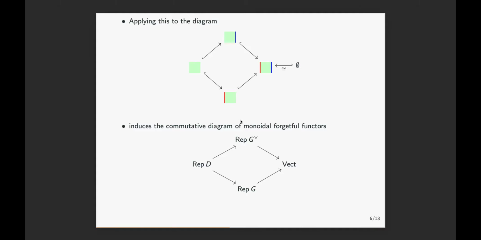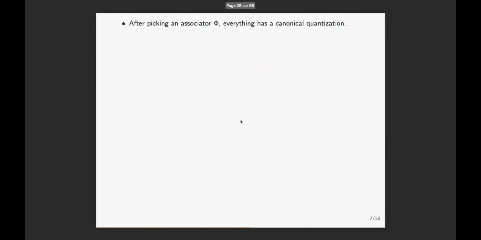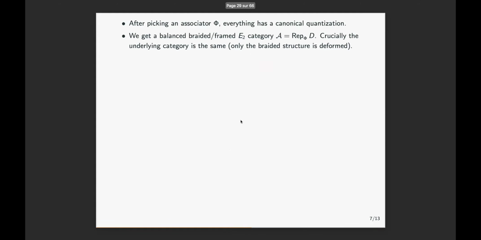So in that case, we get something that's maybe a little bit boring, but the idea is that this sort of picture can be quantized fairly easily, after you choose an associator. So once you've made a choice, everything has a canonical quantization. So the very first object that you produce out of it is a braided monoidal category, or more precisely, a balanced braided monoidal category, or framed E2 algebra, if that's more to your liking.